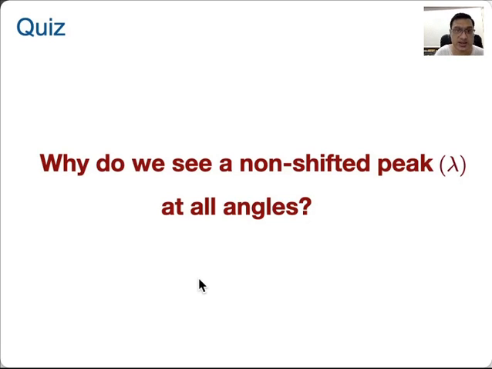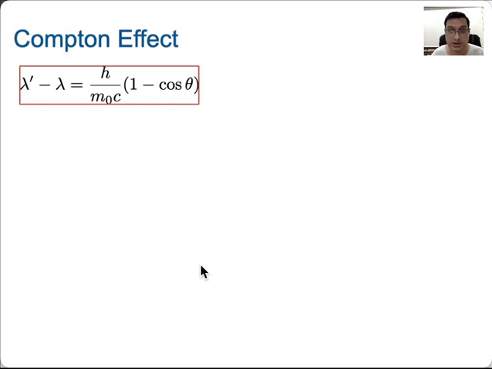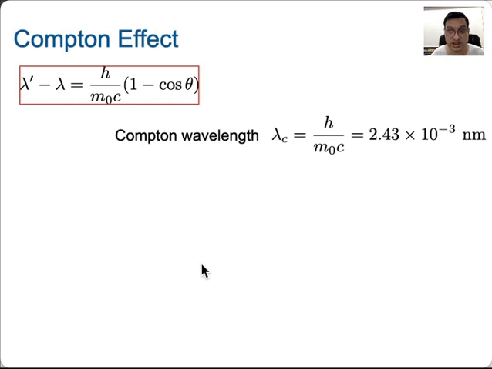Okay. Now here is a quiz for you. Why do we see a non-shifted peak at all angles? This is a question that you have to answer. That's what Compton observed: you see an unshifted peak all the time, along with the shifted peaks, depending on the angle of your observation. So this is the Compton wavelength, this is what I have told you.